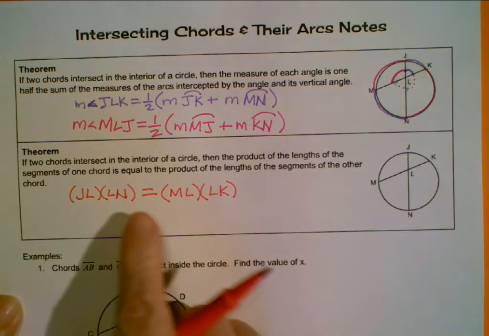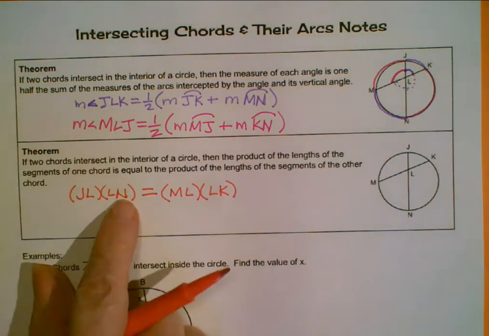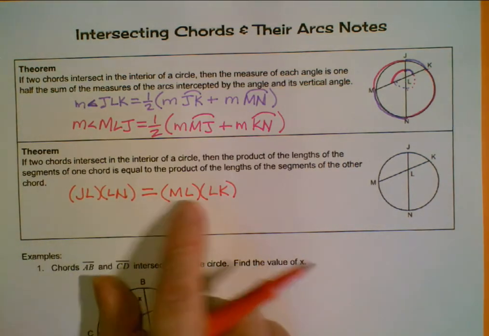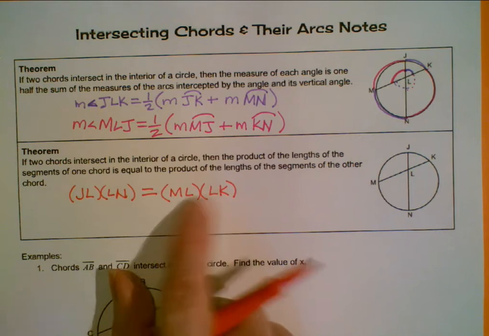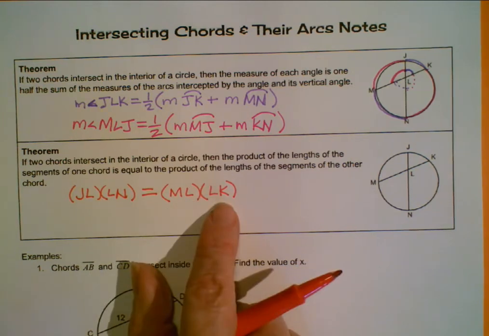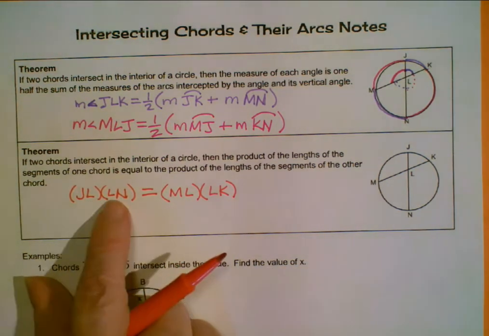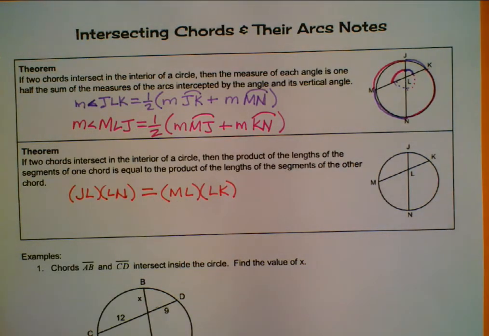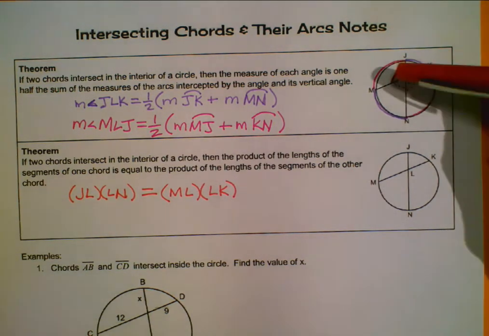So when we're looking at two intersecting chords, the two parts of one chord multiplied together will be equal to the two parts of the other chord multiplied together. And there shouldn't be any overlap at all. The only point that any of these have in common is point L. Nothing else.